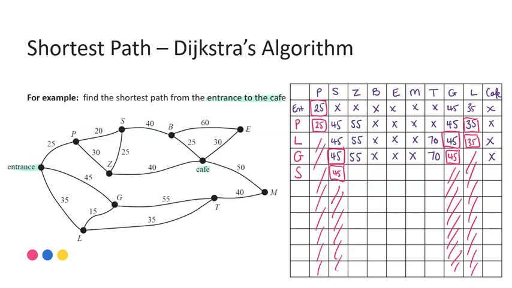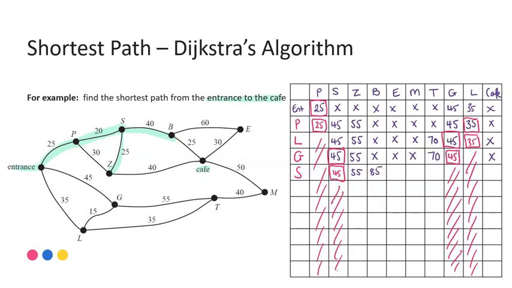Okay, so now my focal point is S. I've travelled 45 to get there, and now I'm looking at the next connections. So S to Z, there is a connection, so that will be an additional 25, so 70, but we've already established a shorter path of 55. S to B, 40, so now we have that total pathway of 85 to get to B.